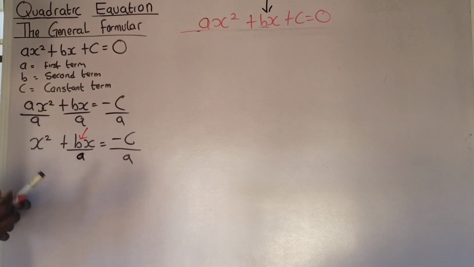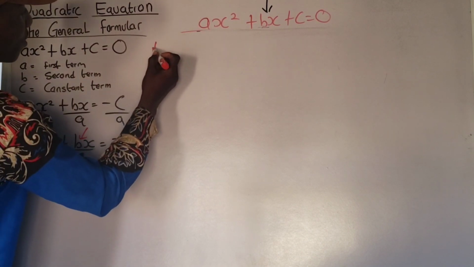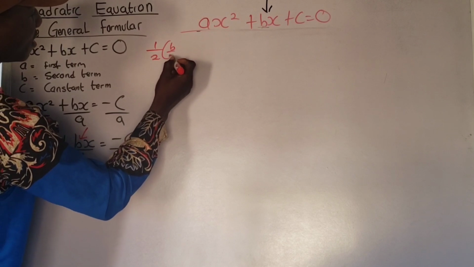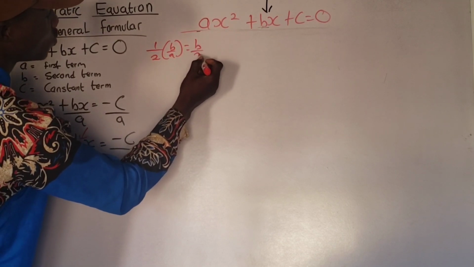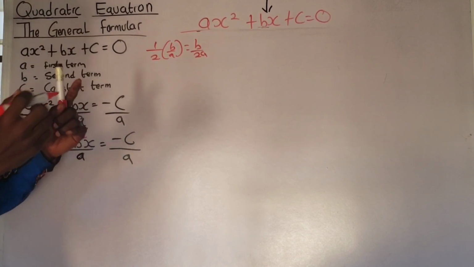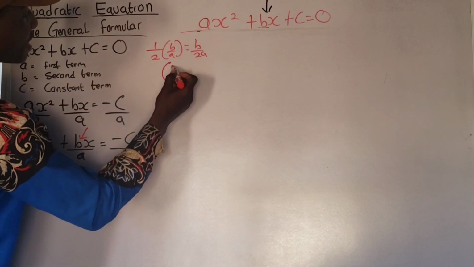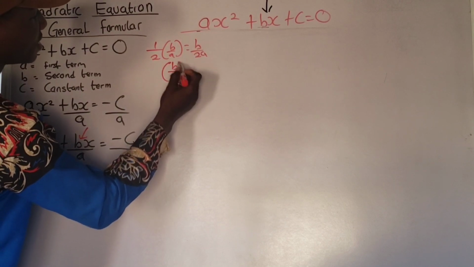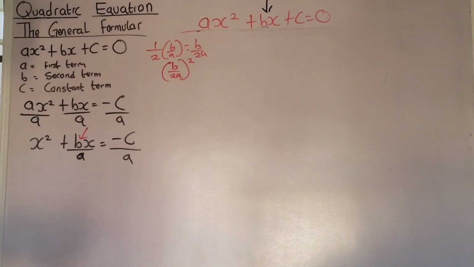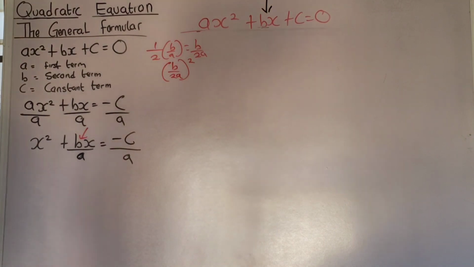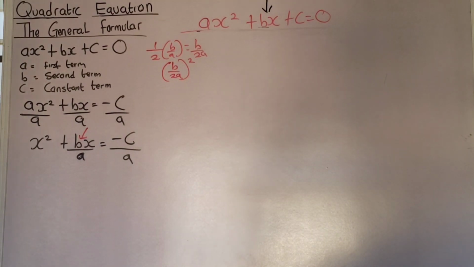So let us take the half of b over a. The half of b over a equals b over 2a, you understand? So I'm going to square that half. So the square of that half will be what? b over 2a squared. Do you understand? Please, all you have to do is just pay attention. You're going to understand, okay?